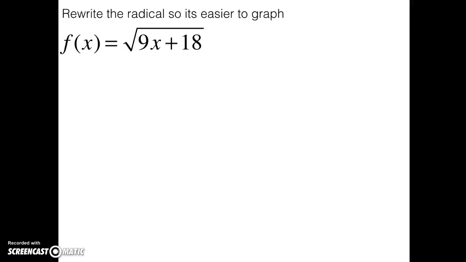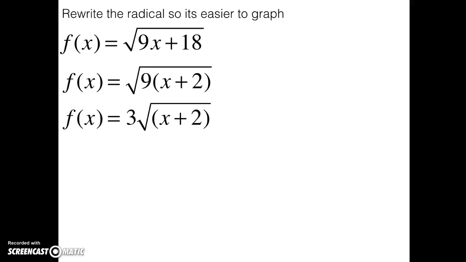You can rewrite radical equations so it's easier to graph. So f of x is equal to the square root of 9x plus 18. If we factor out a 9 from our binomial, and then we can simplify that square root of 9, kick out a 3 in front of our radical symbol, we have 3 square root x plus 2.